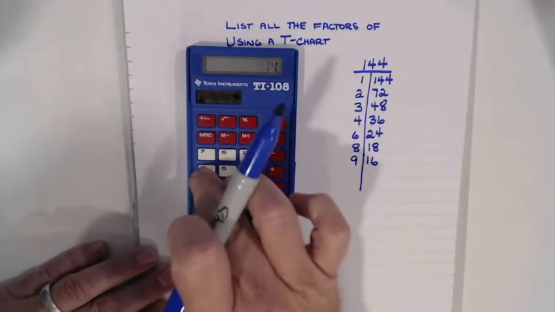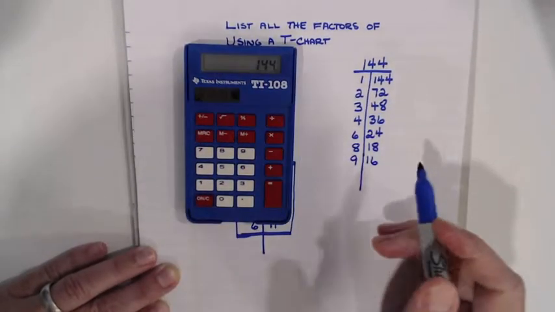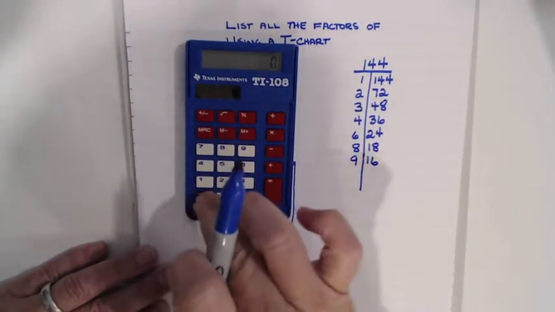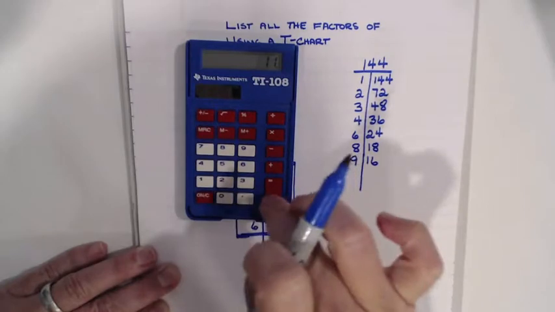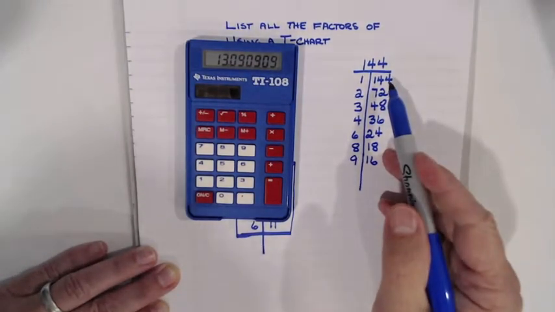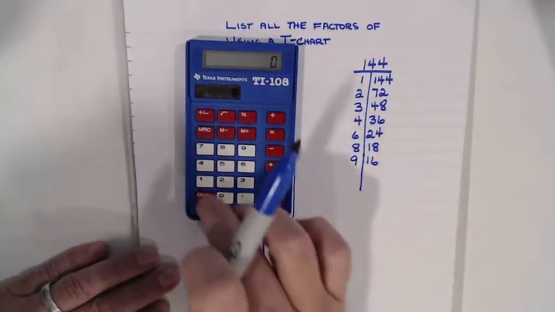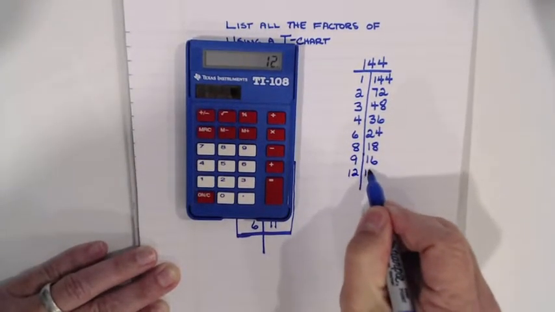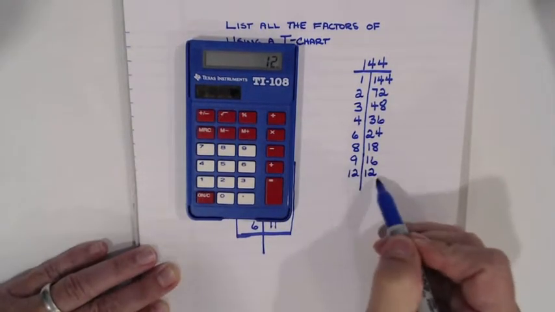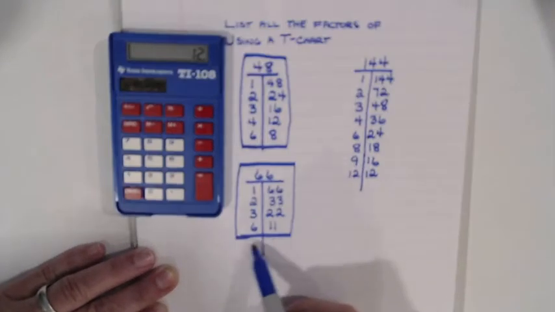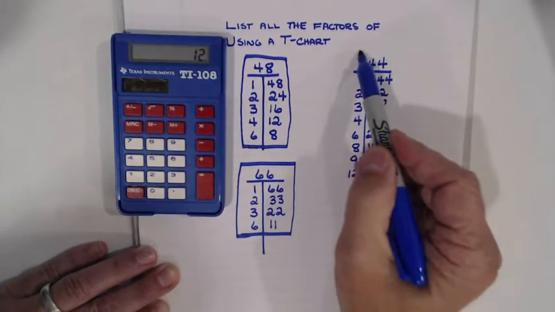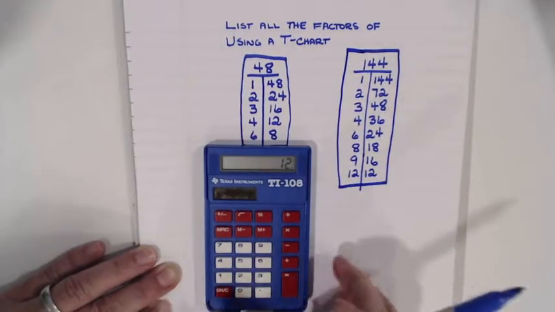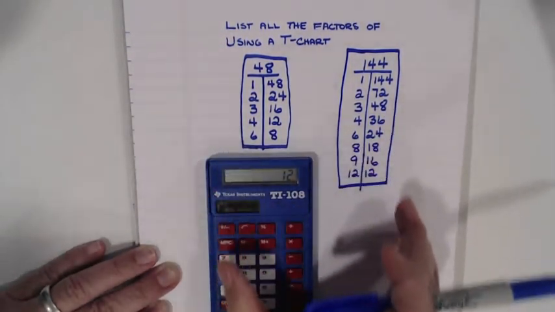I'll try 11. 144 divided by 11. 11 will not go into 144. I'll check 12. 144 divided by 12. 12 times 12 is 144. As soon as these numbers are the same, or if I start to check a number that's over here on the other side of this list, that's when I know to stop. This is how you use a T-chart to make a list of all the factors of a number.